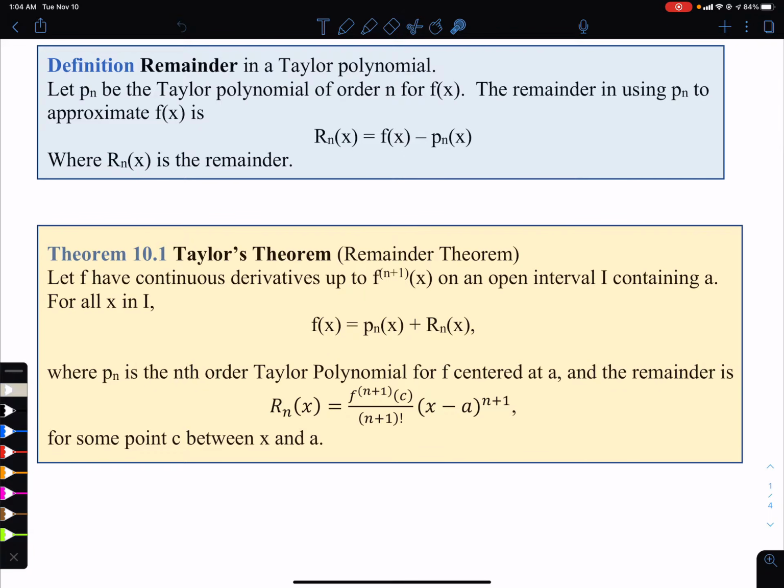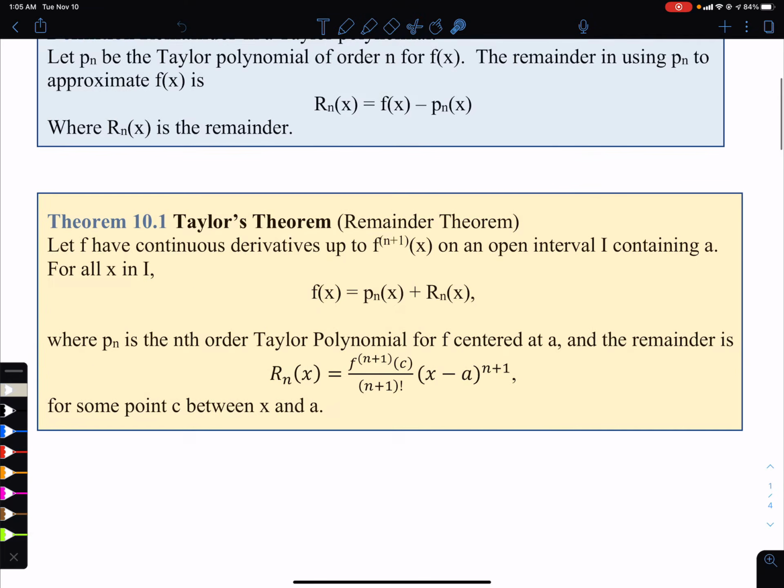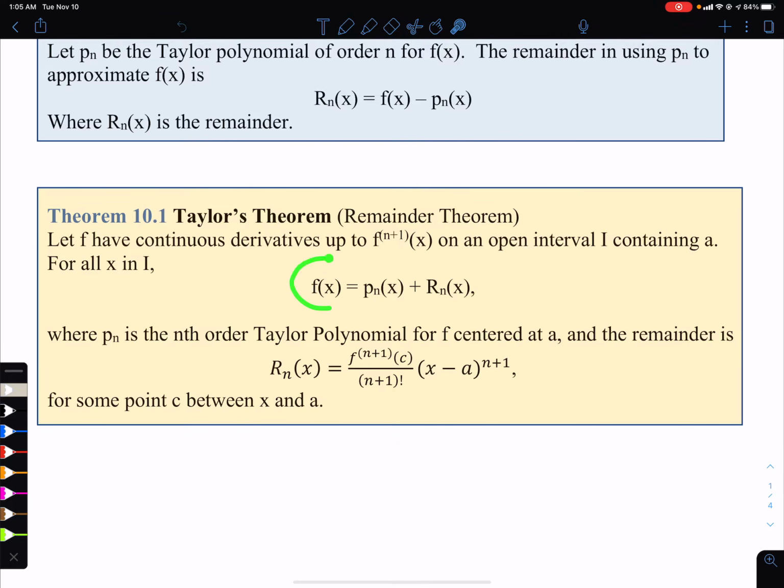Now we have a theorem here, Taylor's theorem, also called the remainder theorem. We have a function f with n plus 1 derivatives, and we're defining the value of f to be the Taylor polynomial plus the remainder, which is the error. You can see if you add the Taylor polynomial to the remainder or error, it's f. So it's just a rearrangement of this definition. f of x is defined as the Taylor approximation plus the error.